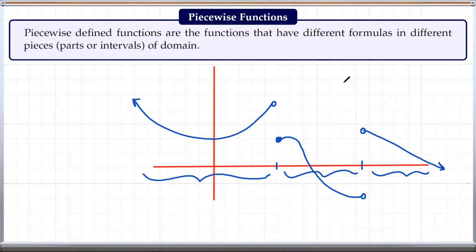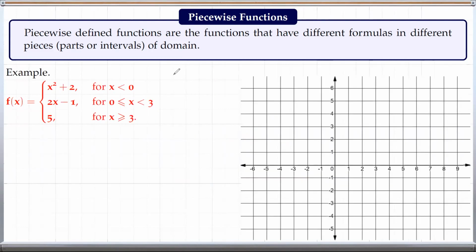So let's look at more examples. Here is an example of a piecewise defined function. For x less than 0, we have the equation y equals x squared plus 2. For x between 0 and 3, including 0, not including 3, we have the equation y equals 2x minus 1. And for x greater than or equal to 3, we have the equation y equals 5. To graph this, we look at these three pieces separately.